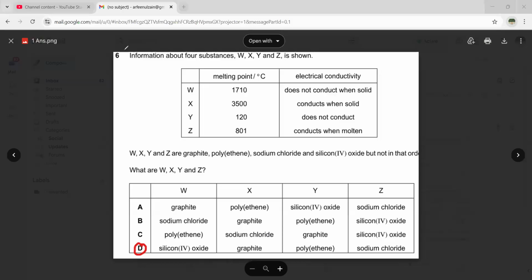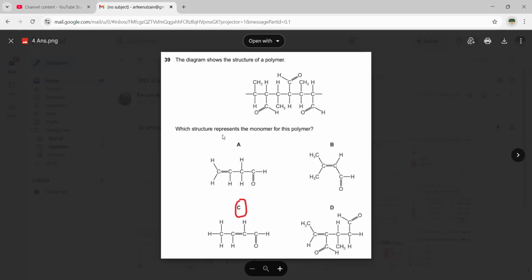The next is the information about four substances W, X, Y, and Z. As you can see, their melting point and their conductivity. Yes, I will repeat. Look, the previous question was which structure represents the monomer? First thing, it's an addition polymer because it is linked with carbon-carbon. Like all carbon are linked with each other.